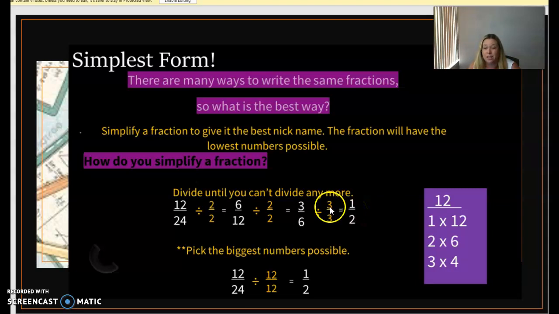Or I can look and pick the biggest common factor, right? Greatest common factor. I know that 12 goes into both of these numbers. So 12 divided by 12 gives me 1, and 24 divided by 12 gives me 2. So we still got to 1/2. It's just how much dividing do you want to do?